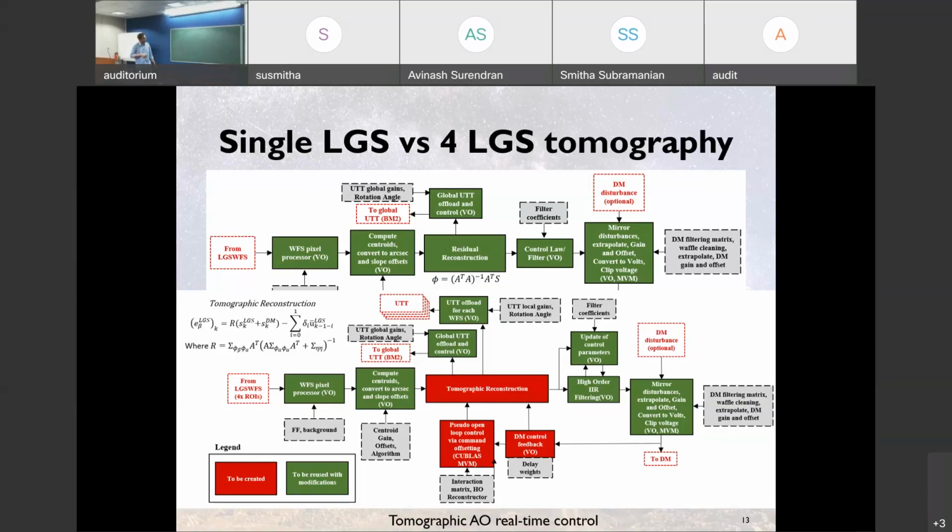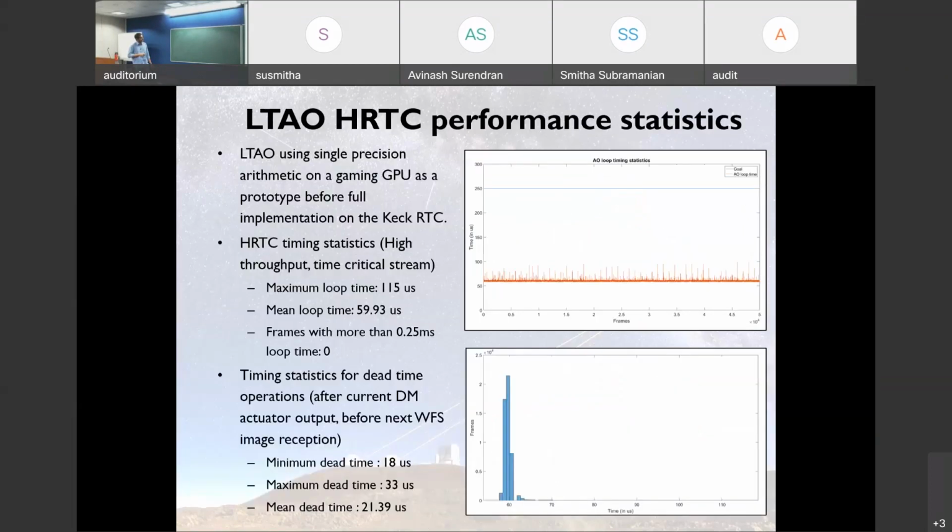So we have to recompute this reconstructor every time there is a discernible change in the atmosphere, where R0 values change, where different layer seeing values change. We have to recompute the reconstructor and then feed it into the real-time control system. Yeah, so this has been completely tested in lab.